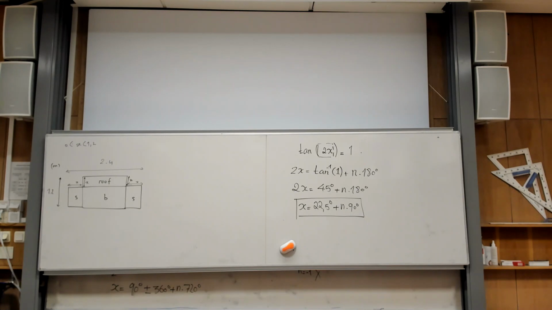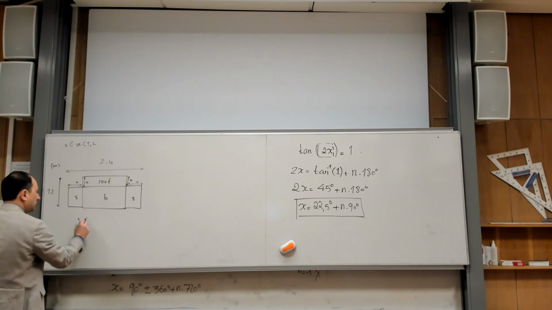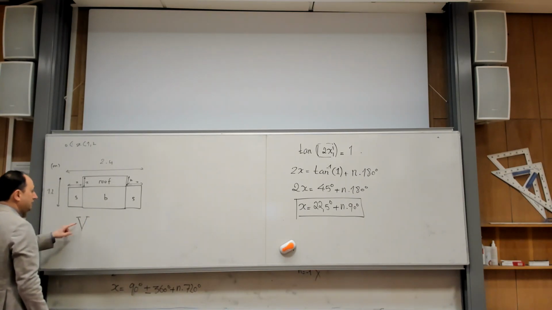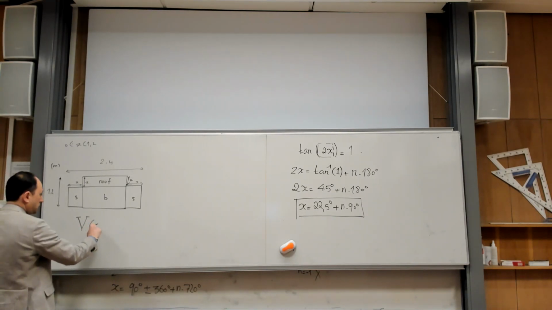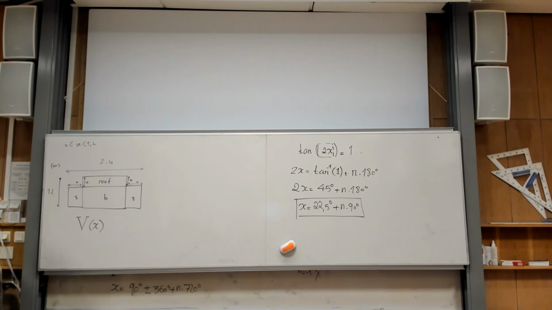Okay, so how should we do that? First of all, I need to find a function for the volume. The target function that you want to optimize is the volume. So let me call it V. It's a good name for a volume, yes? But you have to write this V as a function of your variable x here. So I want to write the volume as a function of x.